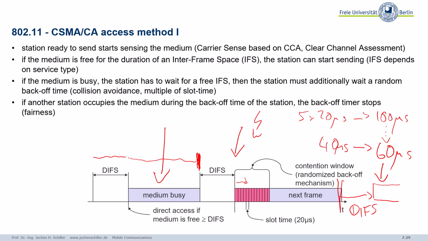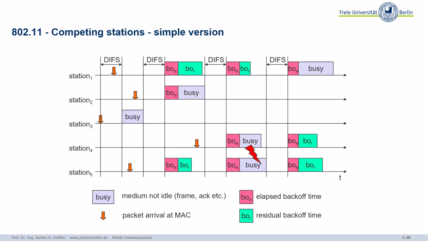Okay, so let's bring this all together. Now let's assume we have 5 competing stations. This is all simplified. I do not show any acknowledgements, etc. So that's the basic mechanism, just to make this a bit clearer. So we have 5 stations. The orange arrow indicates a packet arrival at the MAC layer, so the station wants to send something. No matter if this is an access point or one of the other stations, in the basic mechanism they are all the same. There's no central access point controlling the medium access in the DCF scheme. So this is the classical distributed coordination function.